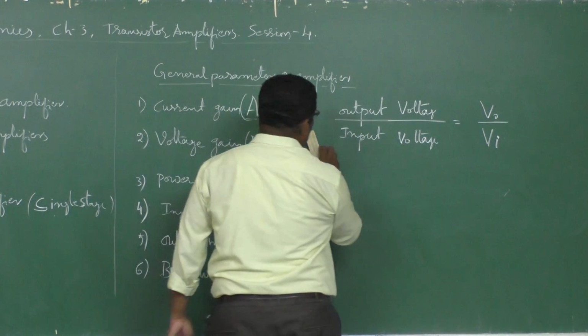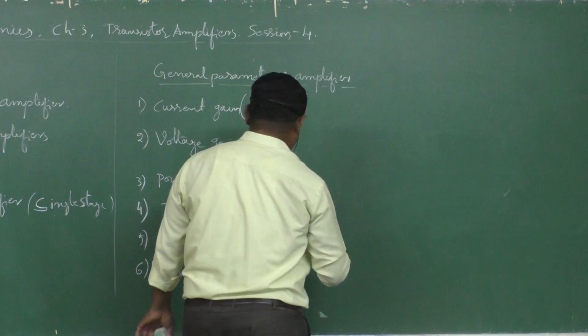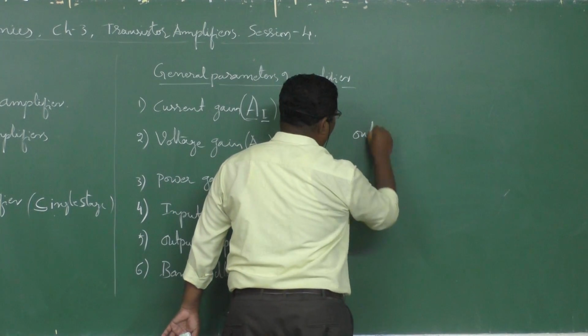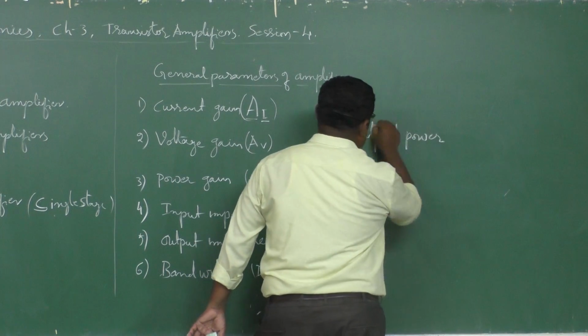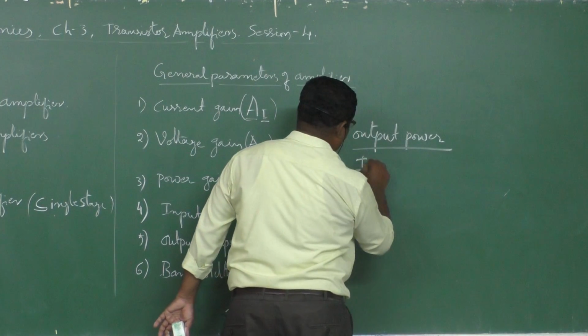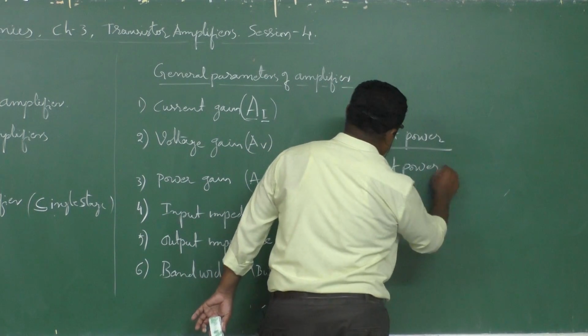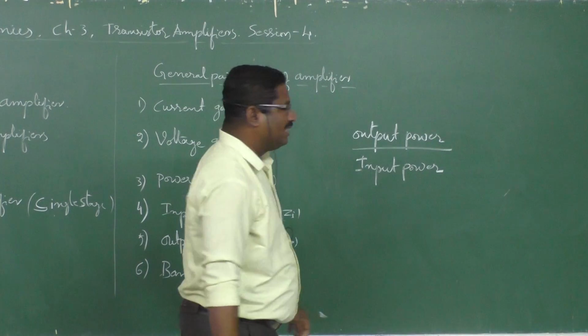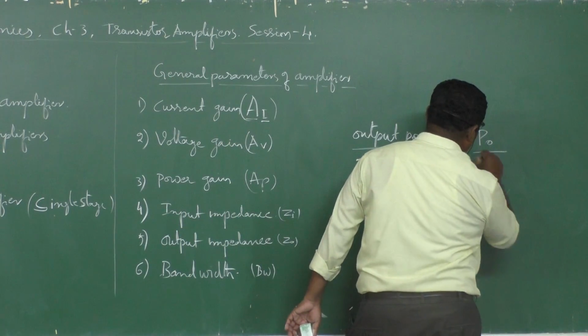And the next one is the power gain. So what do you mean by power gain? Power gain is also the same: output power divided by input power. So output power divided by input power is abbreviated as PO divided by PI.